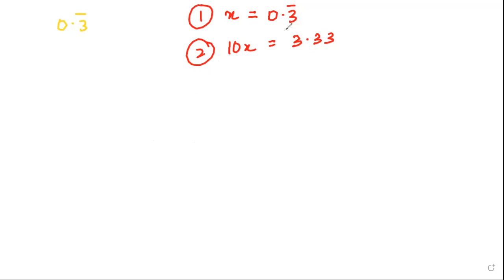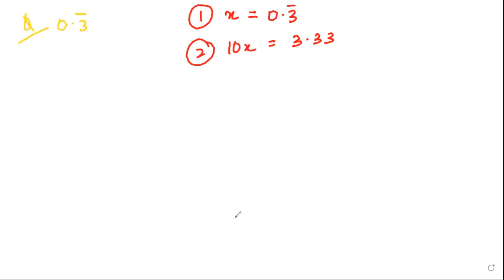So you write the question as it is. That is your first step. You can write whatever I'm saying as steps, so that you don't mess up or get confused later. First, you write it as a variable. If you take x, you can write x equal to 0.3 recurring. You can take y, z, any variable you like. Next, you multiply with the number of digits which are recurring. In this case, there's only one digit recurring, so it would be 10.